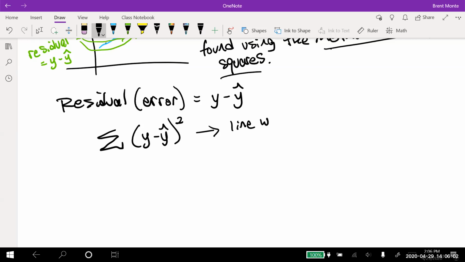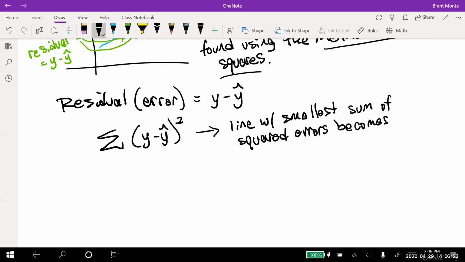The line with the smallest sum of squared errors. Oops, not squares. Squared errors becomes the residual line. The residual line, the regression line. Sorry about that. All right, and so that's what we do. We find those, and I'll show you an example of that. Okay, let me state a couple things about regression lines, and then I'll show you a couple problems that we'll do.